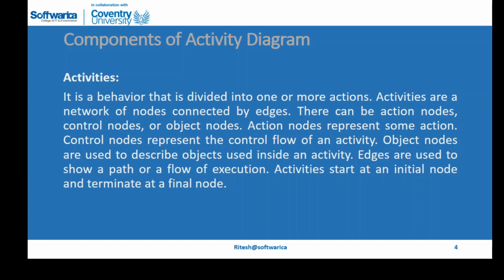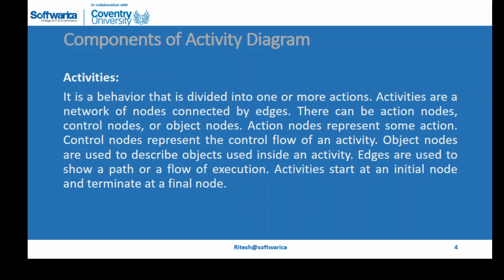Components of activity diagram. Activities. The first component is called activity. It is a behavior that is divided into one or more actions. Activities are a network of nodes connected by edges. There can be action nodes, control nodes, or object nodes.